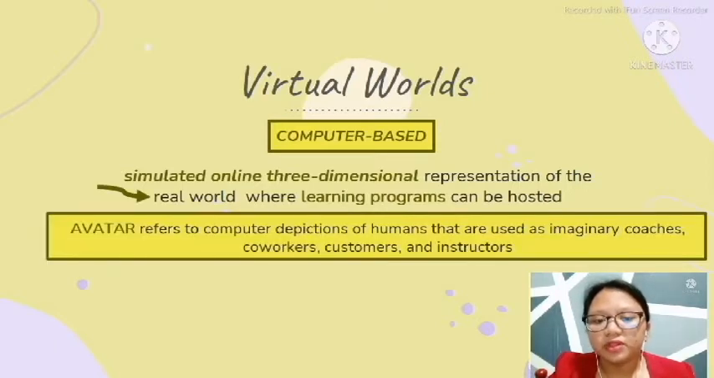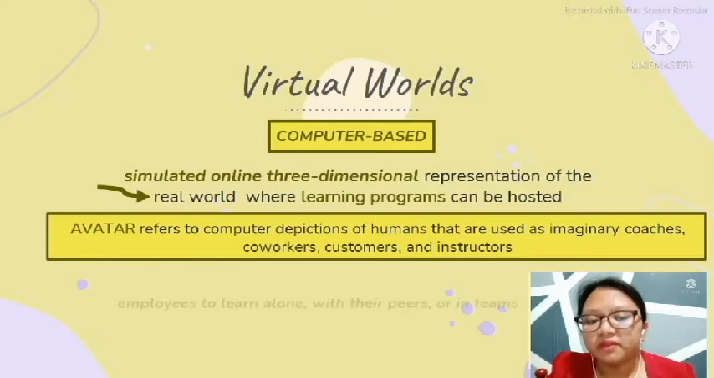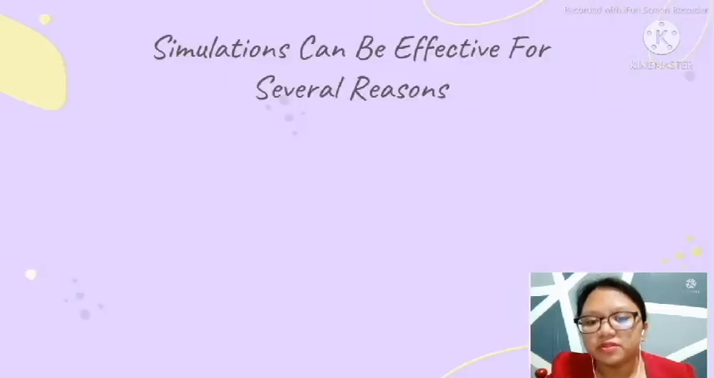What is an avatar? An avatar refers to computer depictions of humans that are used as imaginary coaches, co-workers, customers, and instructors. Virtual worlds allow employees to learn alone, with their peers, or in teams. As you can see from these examples, simulations can be effective for several reasons.